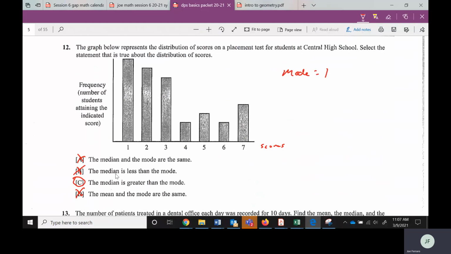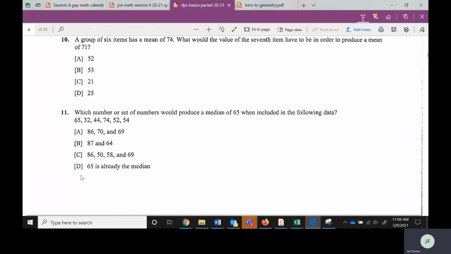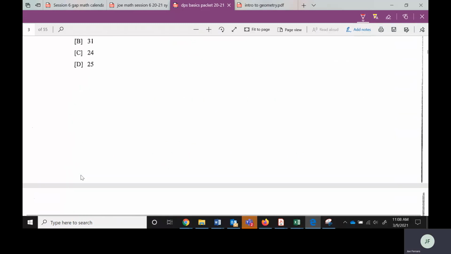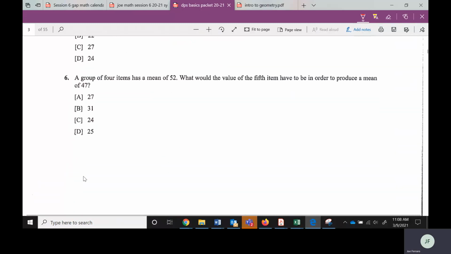Okay, getting closer to the end now. We have a few more problems to do. I'm going to go back to problem number 6. A group of 4 items has a mean of 52. What would the 5th item have to be in order to produce a mean of 47?